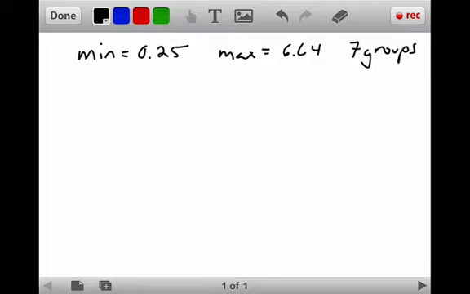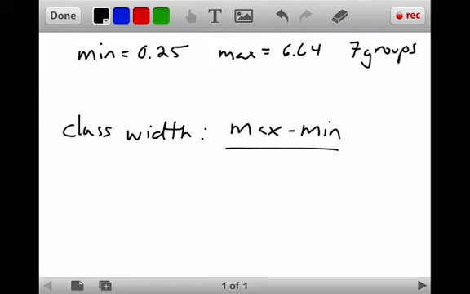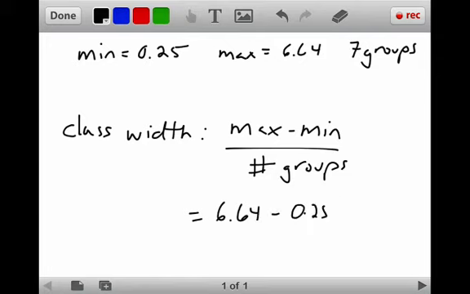So a very easy formula to determine how big each group should be. This is called the class width. To determine this, you use the formula maximum value minus minimum divided by the number of groups. So if we do this, we have 6.64 minus 0.25, and you divide it by 7. It will give you a value of 0.9. Okay, so that's how big it should be.